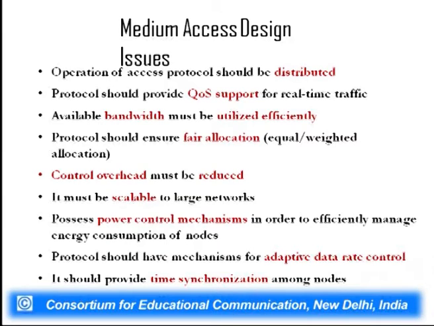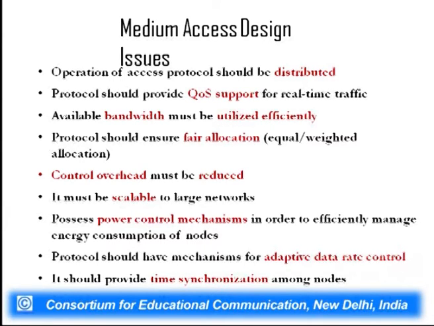So the control overhead has to be reduced, and it has to be scalable over large networks, because over time some of the nodes might get disturbed from their original locations, or they might get worn out, right? So a number of other nodes can be introduced later over time. So such networks should have the capability to support the scalability issue as well.